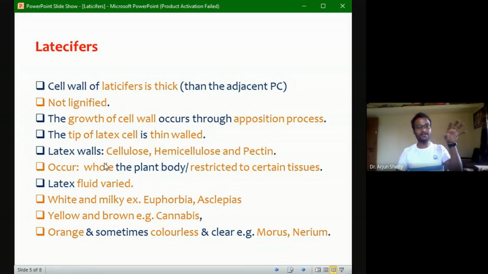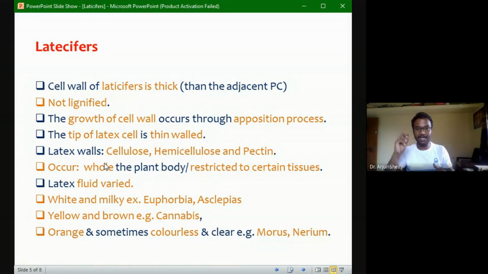The laticifers are found throughout the plant body. I mean, they may be available in the leaf, in the stem, in the inflorescence or reproductive parts. In some plants they are restricted only to the leaf, or to certain tissues only. The laticifers always release a fluid, nothing but latex, which varies in chemical composition as well as morphologically.